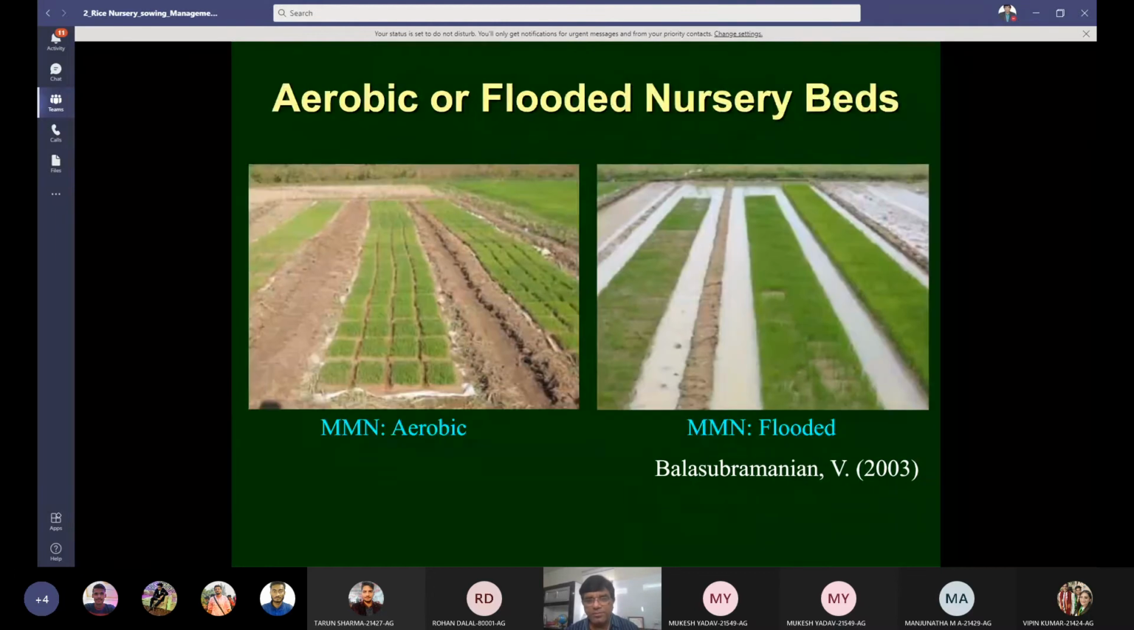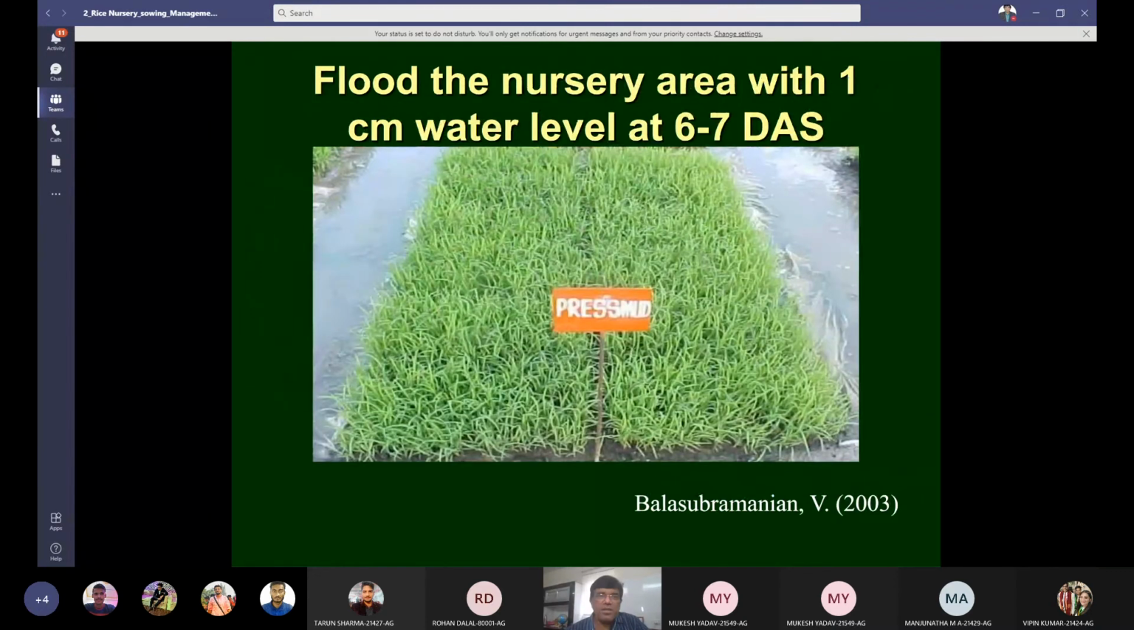So it is growing. This modified mat nursery can be done under both conditions, under dry condition as well as under wet condition. On the right side it is flooded condition. On the left side you see it is aerobic condition. Aerobic condition means it is sown under dry conditions. The same method can be used in both aerobic or flooded nursery beds. So flood the nursery area with 1 centimeter water level at 6 to 7 days after sowing.